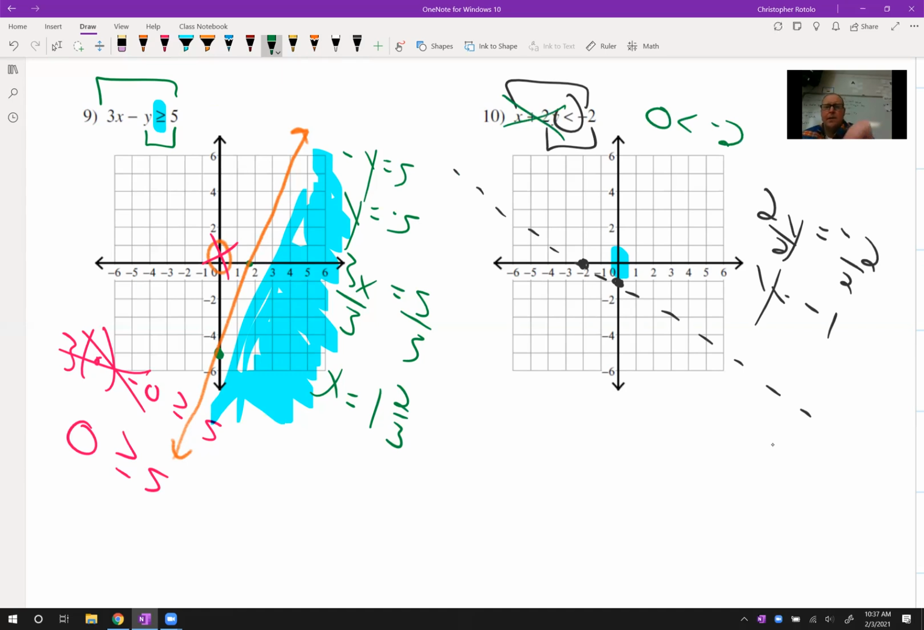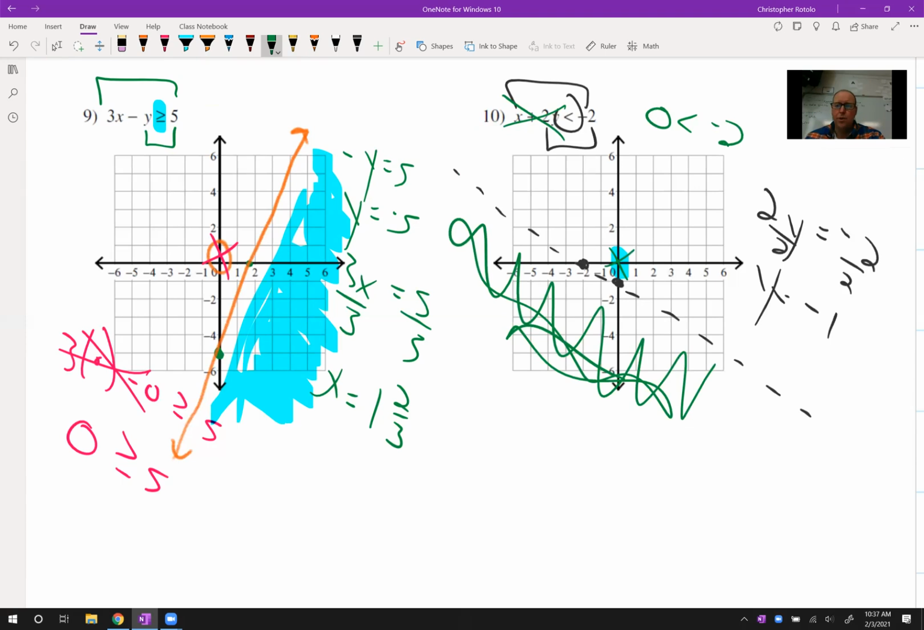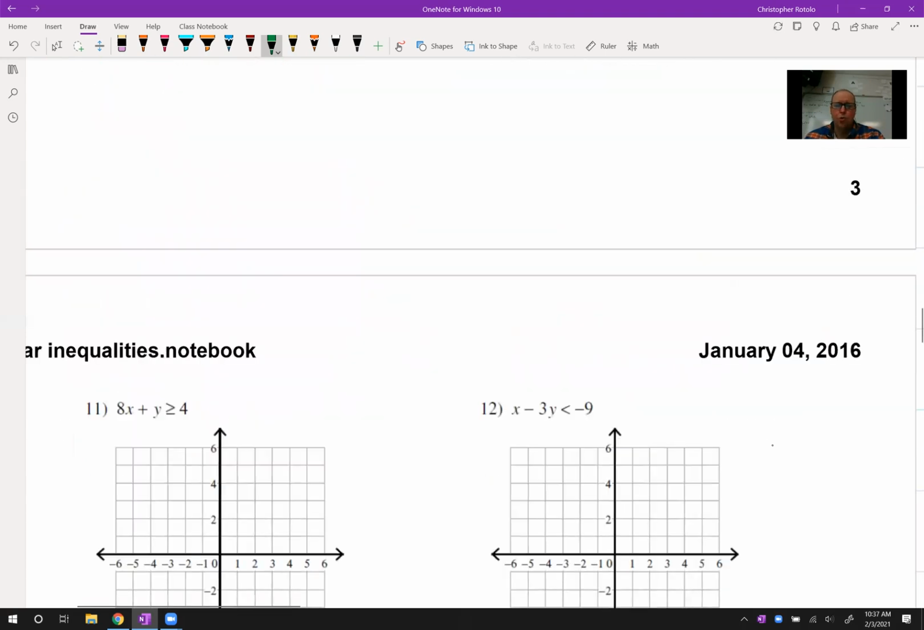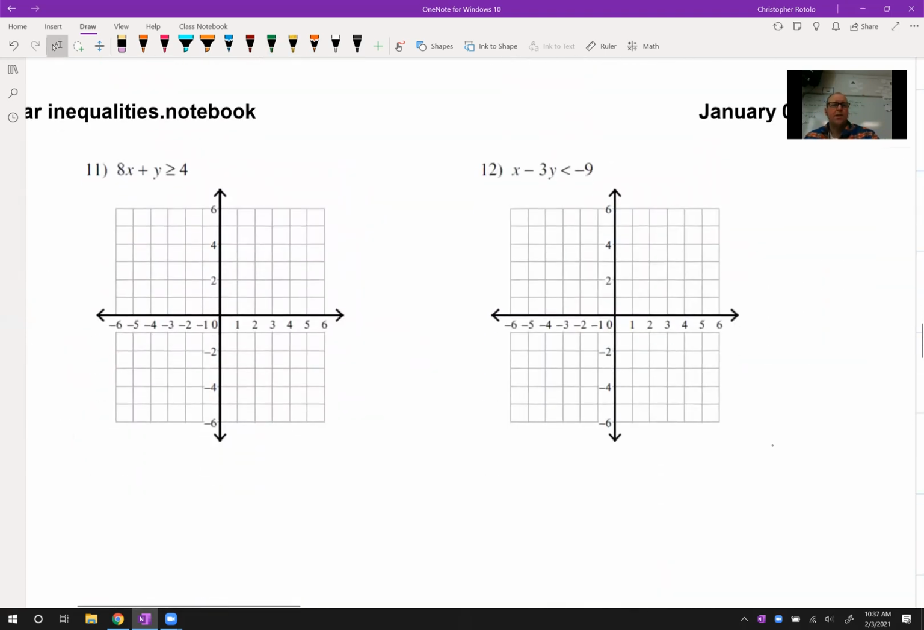Is 0 greater? No, 0 is greater. So this is false. So we're going to go to the other side, right? Shading the truth. We're going to bring out the truth here. All right, let's try a couple more of these, and then we're going to do this in reverse.